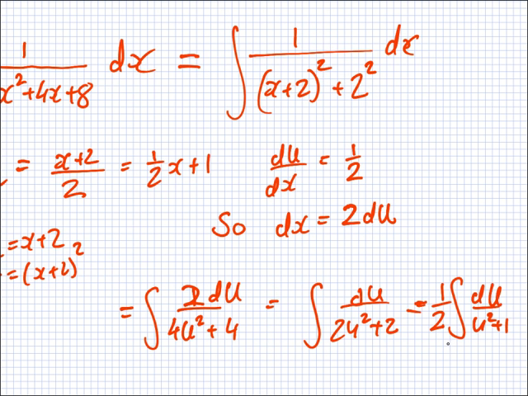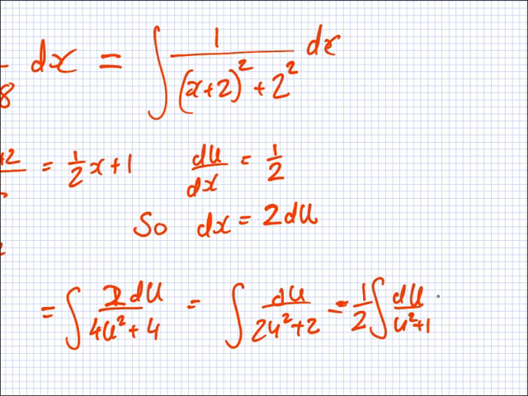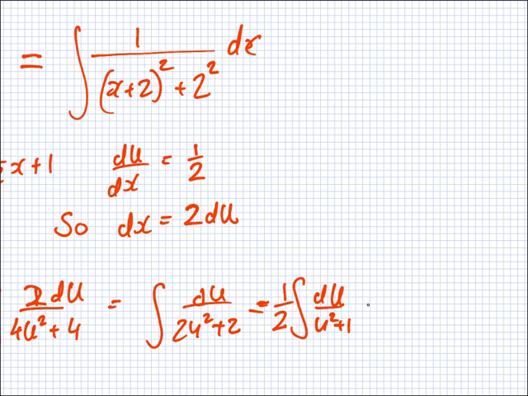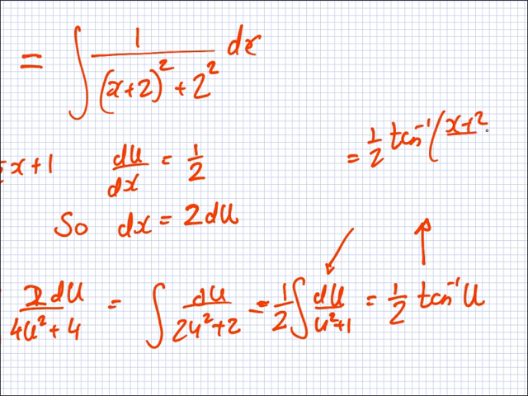What does that equal? What's 1 over u squared plus 1 integrated? Come on, guys. What's this? Du over u squared plus 1? Yeah, what does? Come on. Oh, dude, it's tan inverse u. So that means you get a half tan inverse x plus 2 over 2.